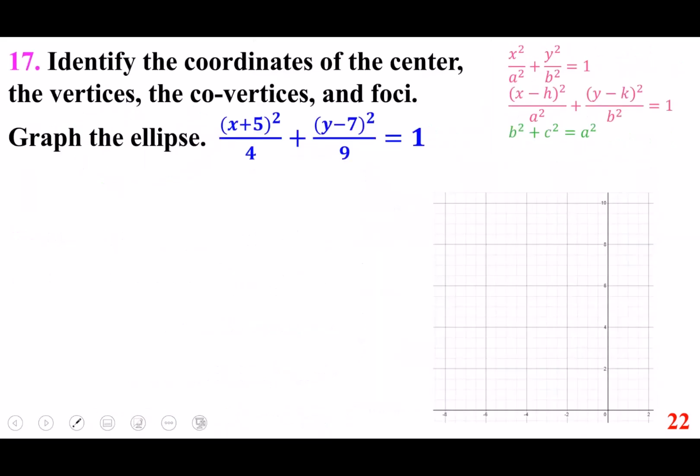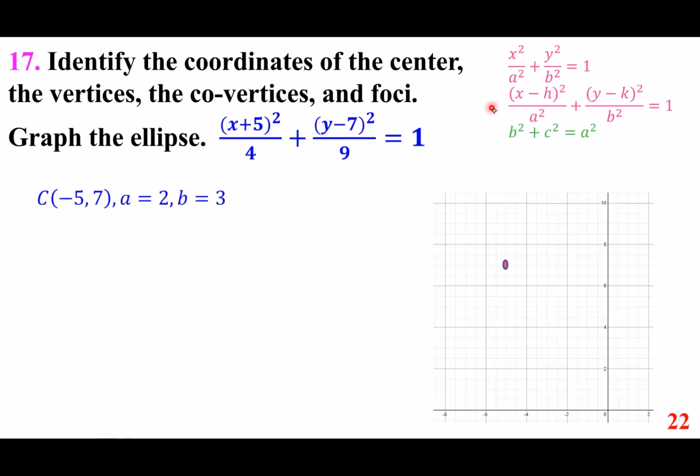Identify the coordinates of the center, the vertices, the co-vertices, and foci, and graph the ellipse. So again, we have the general form here. The center of the ellipse is located at -5, 7. Take a look. A is square root of 4, which is 2. B is square root of 9, which is 3. Again, we are just comparing this to this formula. So we have the center at -5, 7: 5 to the left, 7 up.